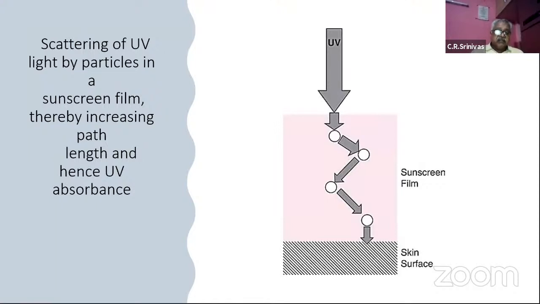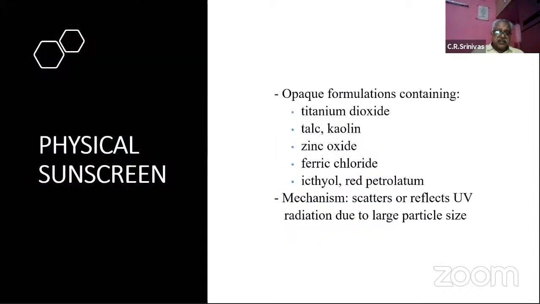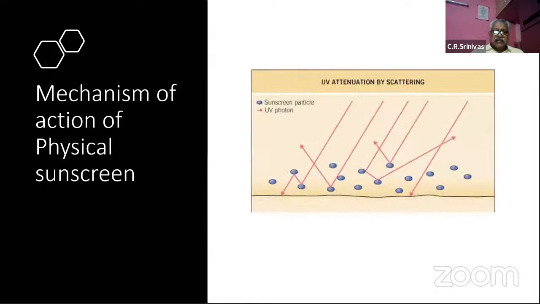Basically, the physical sunscreen acts by scattering away the light in different directions. These are the physical sunscreens. It scatters the light, reflects the light in different directions.